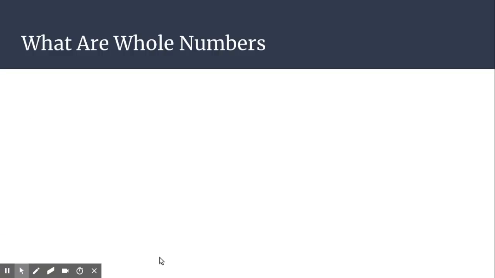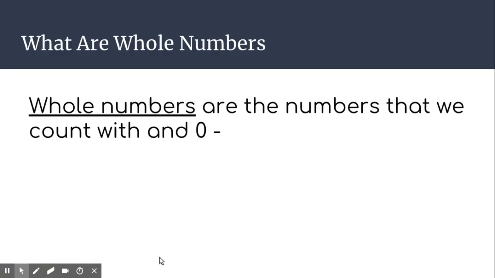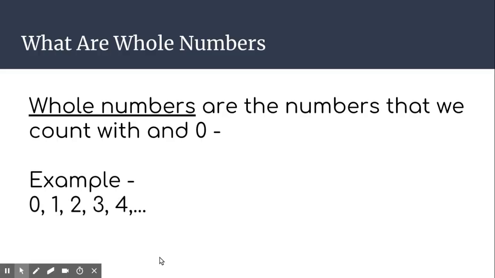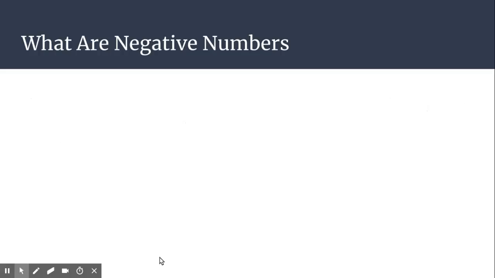So first off, what are whole numbers? Whole numbers are the numbers that we usually count with. 1, 2, 3, 4, 5, 6, 7, and so on and so forth. They also include 0. So for example, 0, 1, 2, 3, 4, and I put the dots because they keep going on to infinity, are your whole numbers.